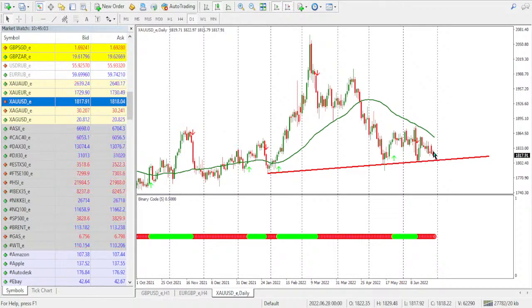But if the price does not break below it and bounces off from it, then that could be the best place to look for a buy position from. We do expect buyers to push price back to the upper side, at least up to this level here.